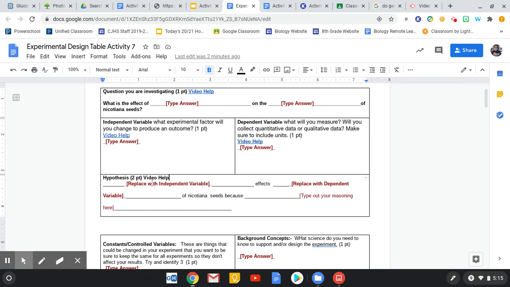So to write a hypothesis, you can replace these terms in red with what you've already answered. So let's just say I used purple growth spray, okay, as my variable. And I think it's going to affect the weight of the seeds. And I just made that up randomly.